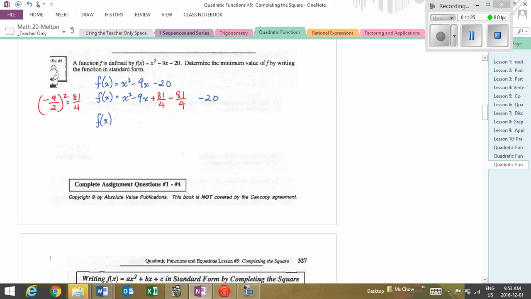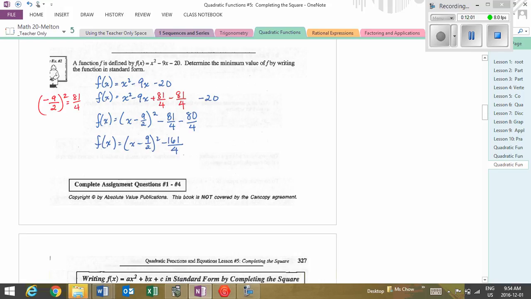So then we have f of x equal to x minus, and then we can either take the square root of 81 quarters, or we can take negative 9 divided by 2. That's probably the easiest way, squared. And then we've got to clean up the back end of things, which is minus 81 over 4. Of course, we need a common denominator, so negative 20 is the same as negative 80 over 4. So f of x is equal to x minus 9 halves all squared minus 161 quarters.